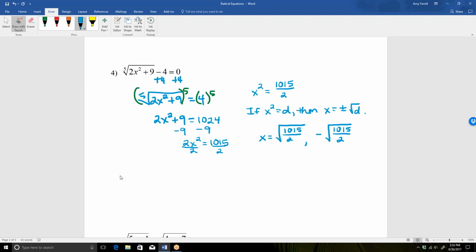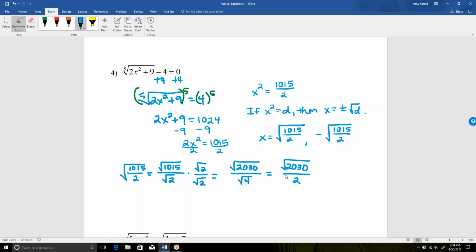All right, so I'm going to look real quick at the square root of 1015 over 2. This is the same thing as the square root of 1015 over the square root of 2. So let me rationalize this denominator here. I'm going to multiply by square root 2 over square root 2 to get square root 2030 over square root 4. And so this would be square root 2030 over 2. So that is the same thing as this here. I've just rationalized the denominator. So the best answers for this problem would be square root 2030 over 2 and also negative square root 2030 over 2.